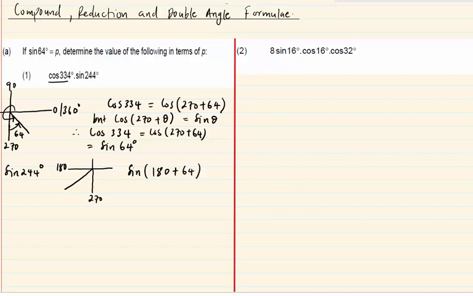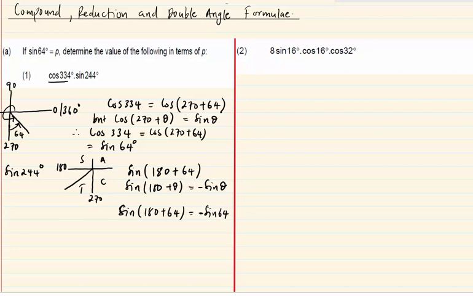64. But you know from your previous work that the sine of 180 plus theta is simply going to be equal to minus sine theta. We expect sine to be negative anyway in the third quadrant. Remember, your CAST diagram goes like that. So we want to say that sine of 180 plus 64 is actually just equal to minus sine of 64.